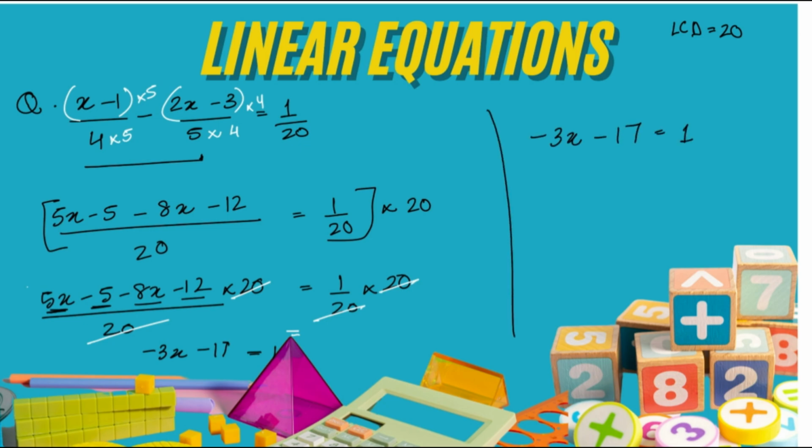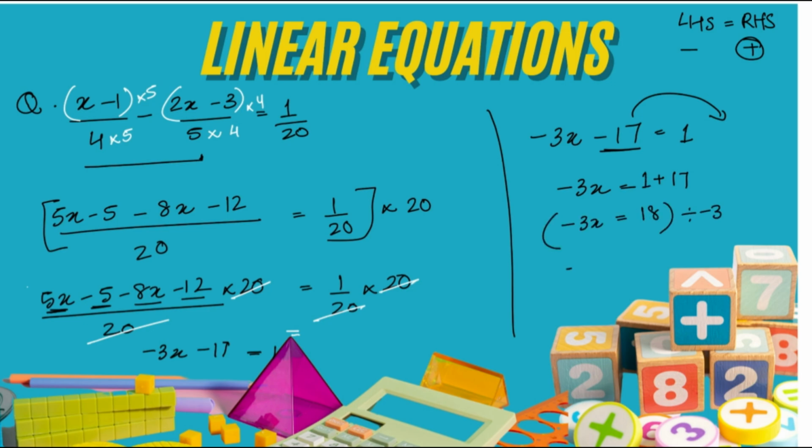We are going to do the transpose method. So when we have something on the LHS which is negative, when we move it towards the RHS side, it becomes positive. So this is negative, so when we transfer it to that side, it becomes positive 17 plus 1. So we get 18 equal to 3x. Now we are going to divide by -3 on both sides. So -3x upon -3 and 18 upon -3. So this -3 gets cancelled, and we are left with -6 as the value of x.